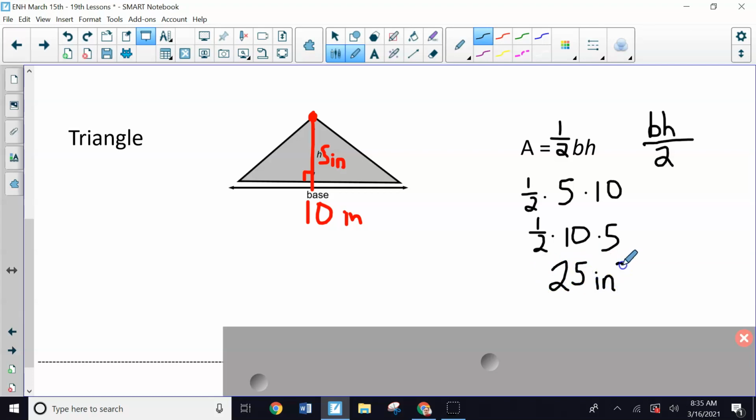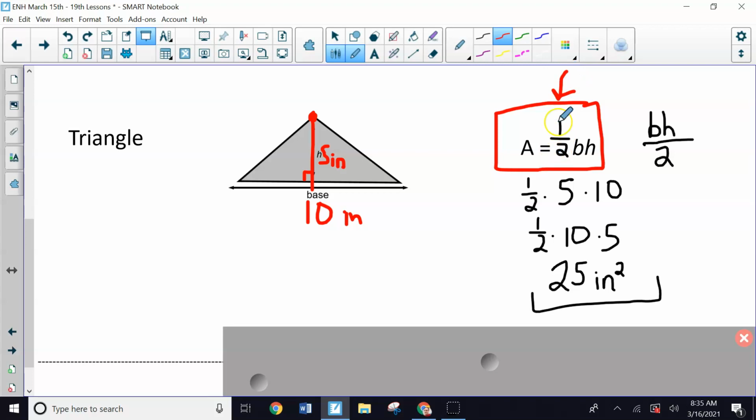Always have your units, because you will have points deducted. You just always want to make sure your units are in there too. So 25 square inches. So we have learned how to find the area of a triangle by using this formula. Make sure you box it in, make it very clear on your notes. This is the formula right here. Don't forget the 1/2.